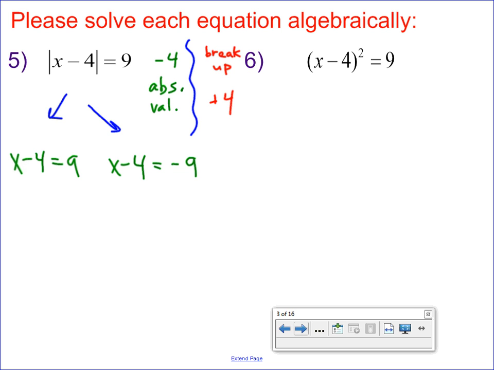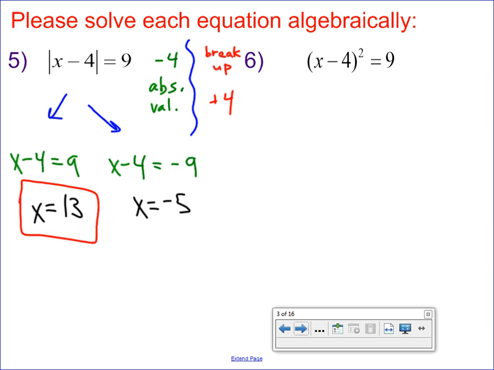Now I can finish it out with my final solving step, add 4 to both sides. So x equals 9 plus 4 is 13. x equals negative 9 plus 4 is negative 5. And before I box them, let's go ahead and check. So 13 is the original. 13 minus 4 is 9. Absolute value of 9 is still 9. So that works. Let's try x equals negative 5.